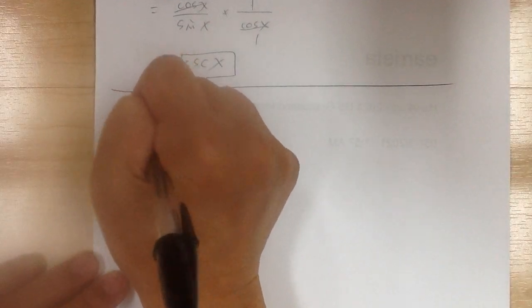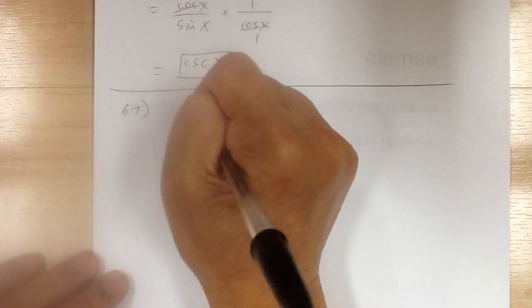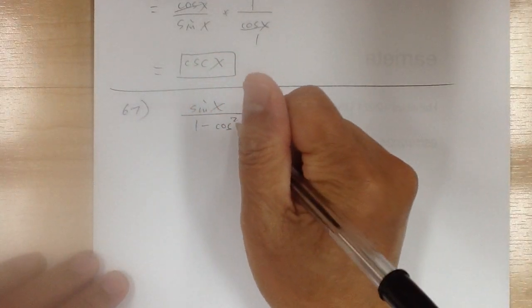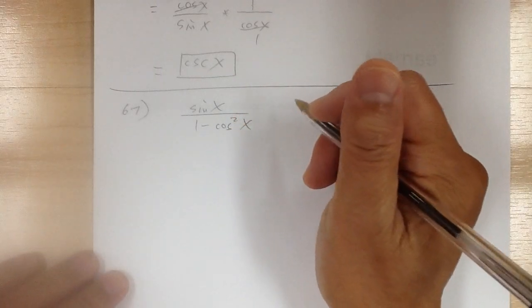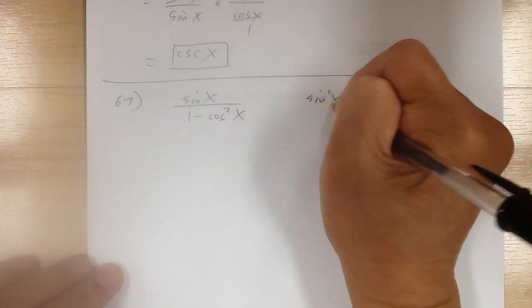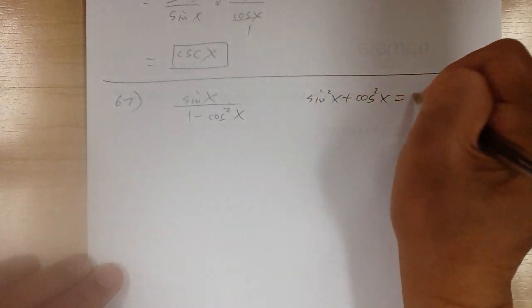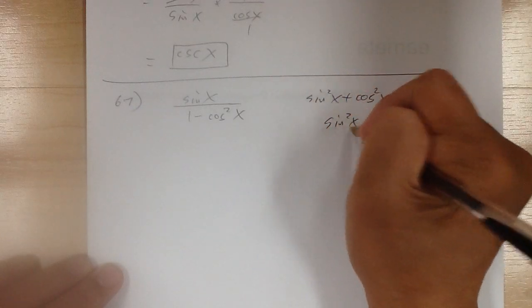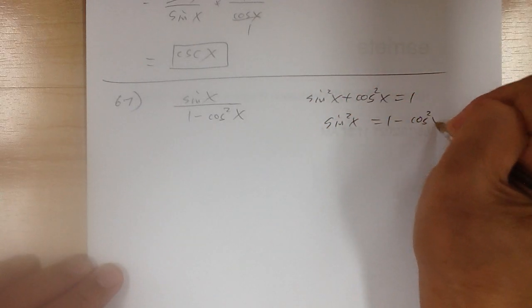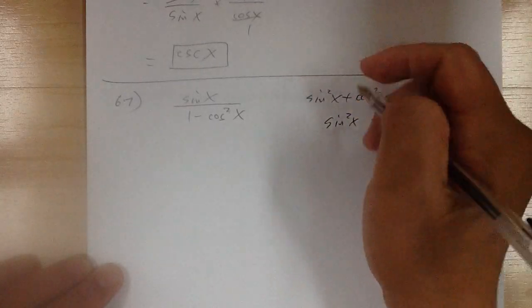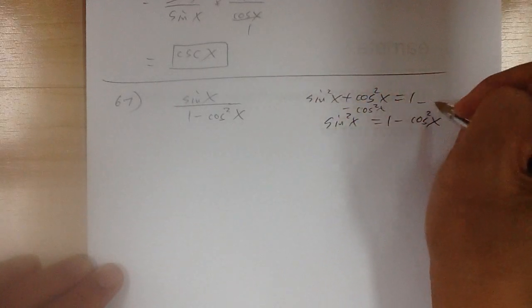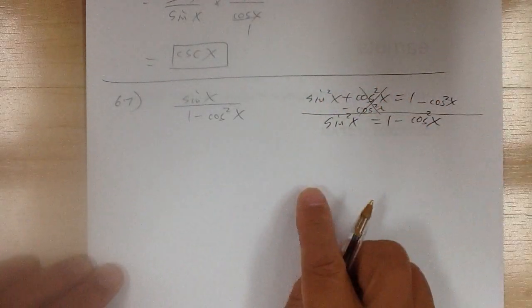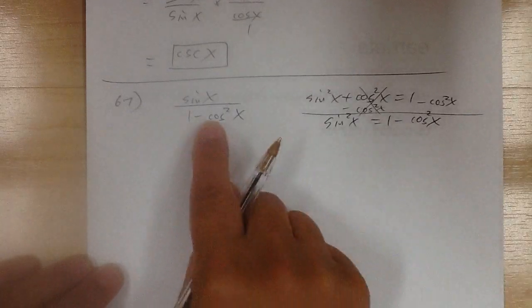Okay, number 69. You got sine x over 1 minus cosine square x. Now this one, whenever you have a square, you have to think about your Pythagorean identity. Remember you got sine square x plus cosine square x equal to 1, right? So if you move this over, you get sine square x equal to 1 minus cosine square x. You just subtract the cosine square from both sides. So 1 minus cosine square is equal to sine square.